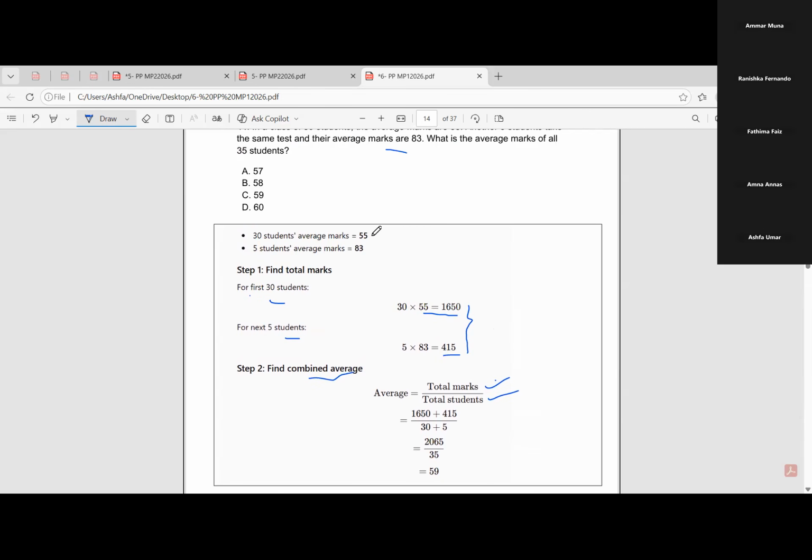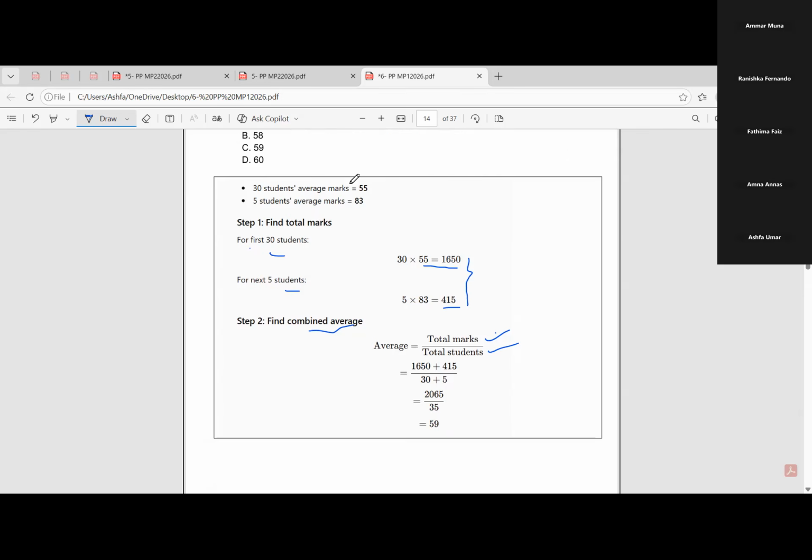Unless both groups have the same number of students, it's okay. But never average the averages directly when the number of students changes.